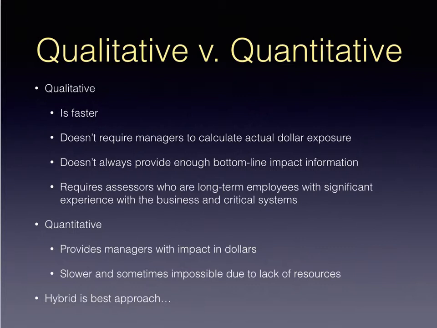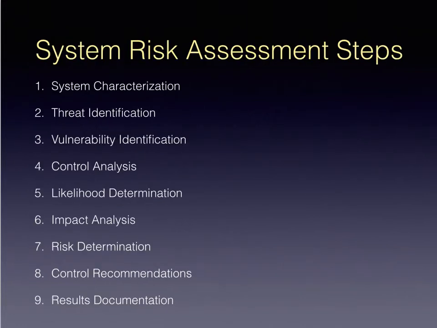And so using one of these to the exclusion of the other is probably not a good idea, because it can grind your risk management processes to a halt if you're waiting for someone to calculate all the dollar amounts involved, and qualitative assessments aren't always detailed enough to determine whether or not the cost of controls is worth the risk mitigation.